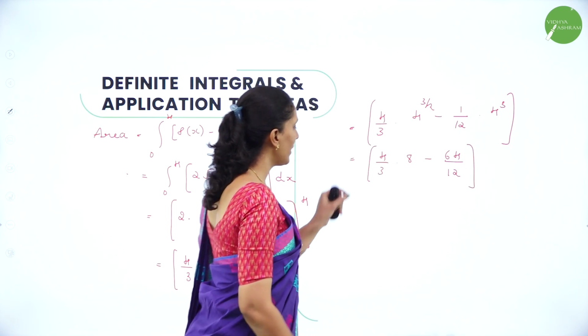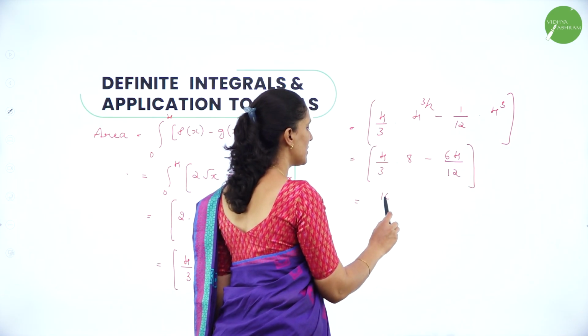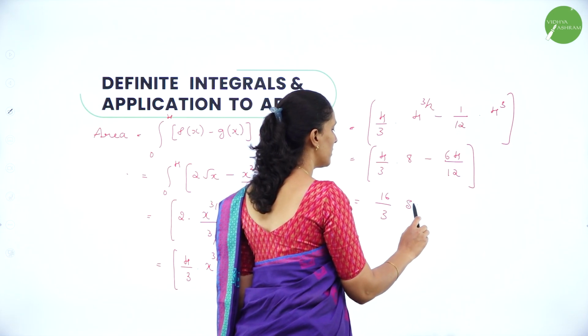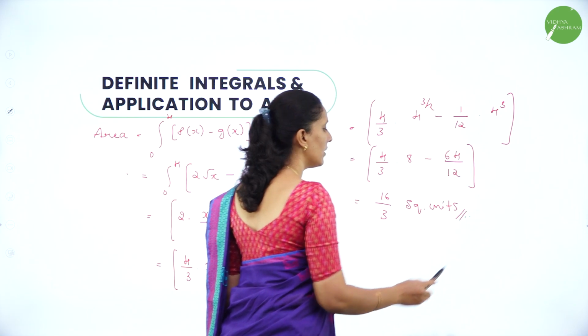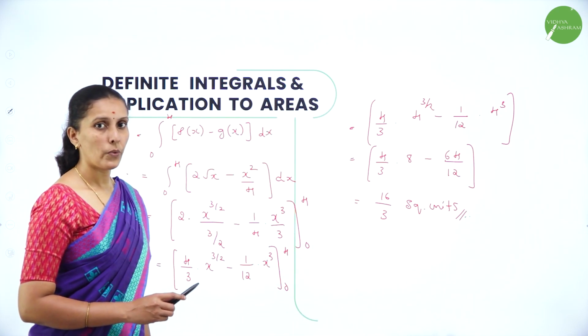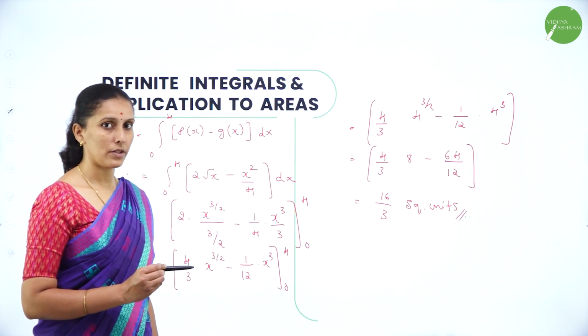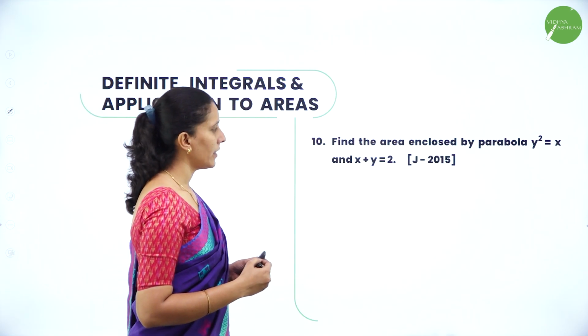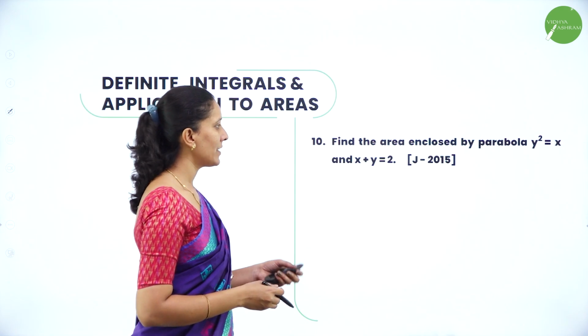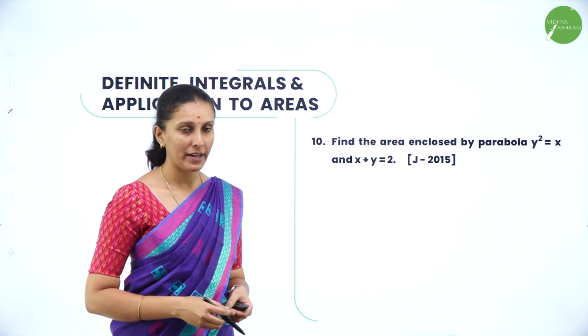So after evaluating this, we'll get the value as 16 by 3 square units. So this is the area between the curves y square is equal to 4x and x square is equal to 4y. Next question, we have: find the area enclosed by the parabola y square is equal to x and x plus y is equal to 2.